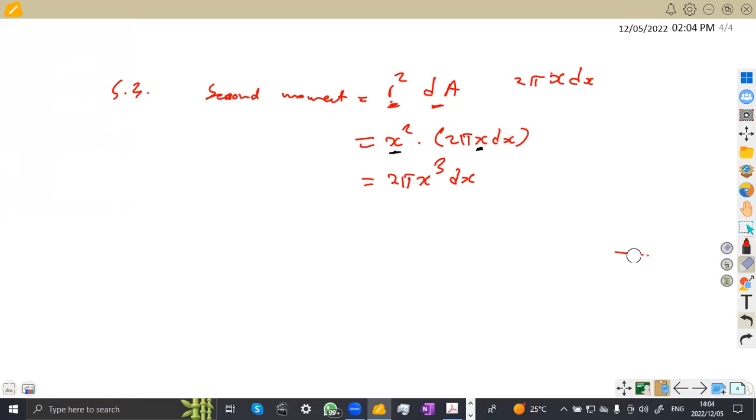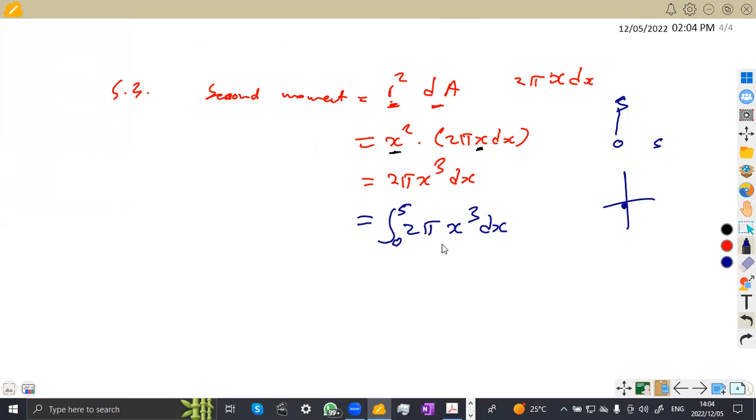So that means we can find our second moment of area here from the integral of this expression of 2 pi x cubed dx. The limits now are the radius. Remember, your radius is from 0 to 5, okay? From 0 to 5. So those are the limits from 0 to 5 because it's taken from the origin, with respect to x. So the 2 pi can be taken out of the integral. We do not need this.